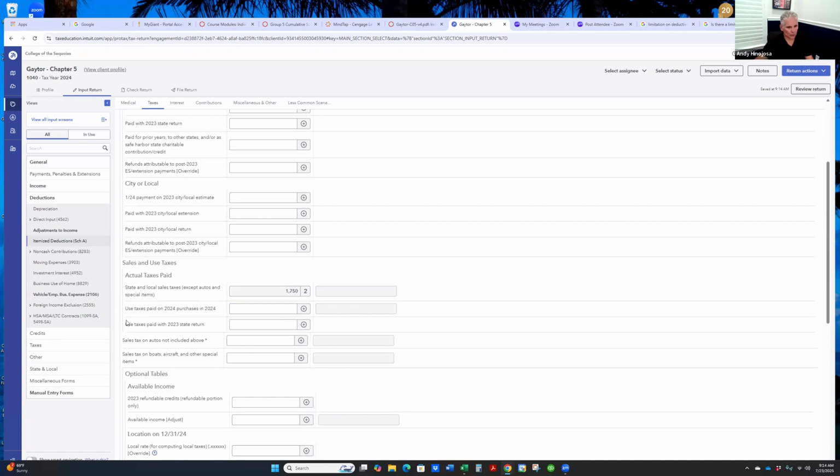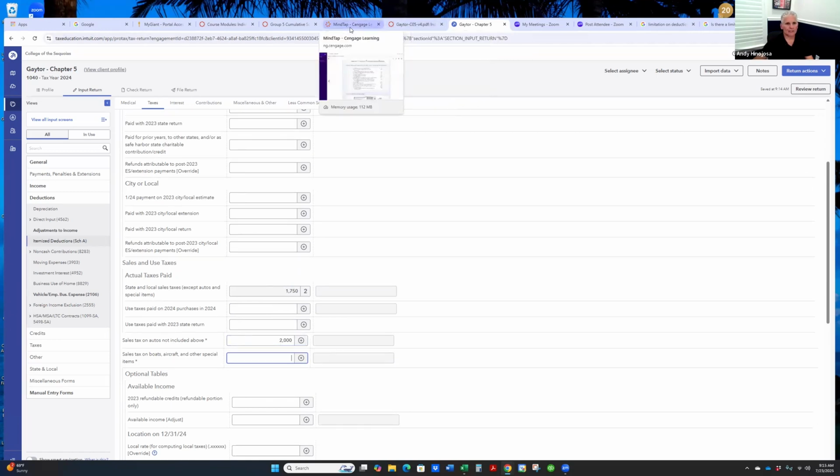But now we'll look for the area where it has sales tax on autos, not included above, and we'll add that in here. In this case, we don't need to go into any detail. It's $2,000 for the auto. So we should be good to go.